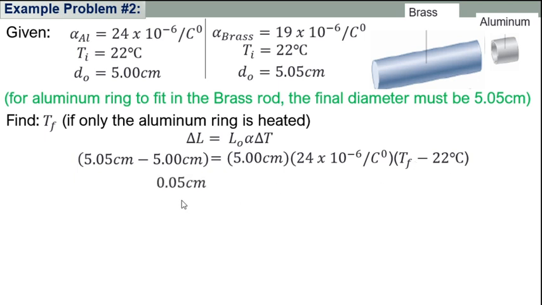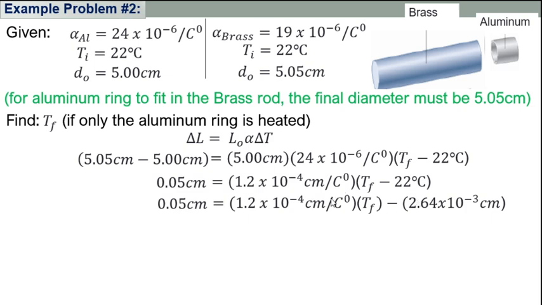Simplifying our equation, we have 0.05 cm equals, multiplying 5 and the alpha will give us 1.2 times 10 raised to negative 4 cm per Celsius degree, and this is still multiplied to T sub F minus 22 degrees Celsius. We can still simplify this by distributing 1.2 times 10 raised to negative 4 cm per Celsius degree to T sub F and to negative 22 degrees Celsius.